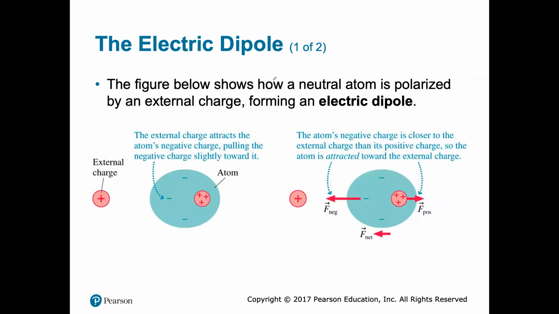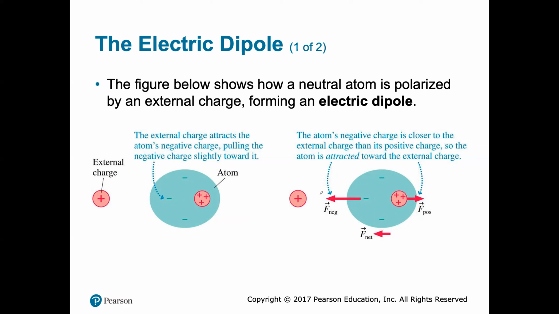The electric dipole. This figure shows how a neutral atom is polarized by external charge. For example, if you put an external positive charge close to an atom, the negative charge will be attracted by the external charge, and the nucleus, or positive charge, will be repelled. Then they will be separated, and the atom is polarized. You have a negative side and a positive side.